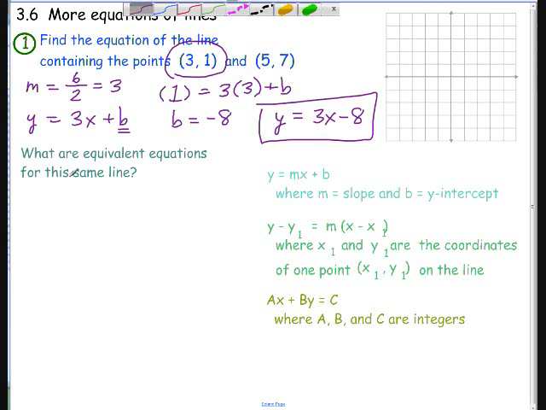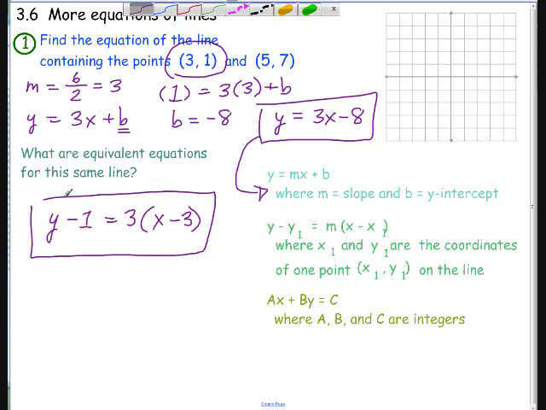What are the equivalent equations for this same line? This one is in the slope-intercept form. There are other ways it could be written. I could be saying y minus y1, let's call this x1, y1, minus 1 equals my slope, which I figured out was 3, times x minus x1, which I said I would choose that first point. So that's another way this same equation could be written.